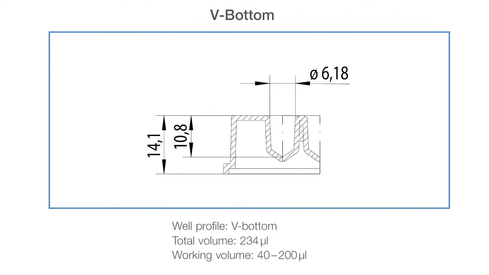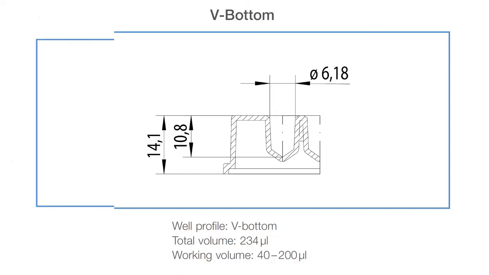The next type of 96 well plate is V-bottom plate. The letter V stands for the conically tapered well bottom. It is used for precise pipetting. The total volume of each well equals 234 microliters and the working volume of each well equals 42 to 200 microliters.